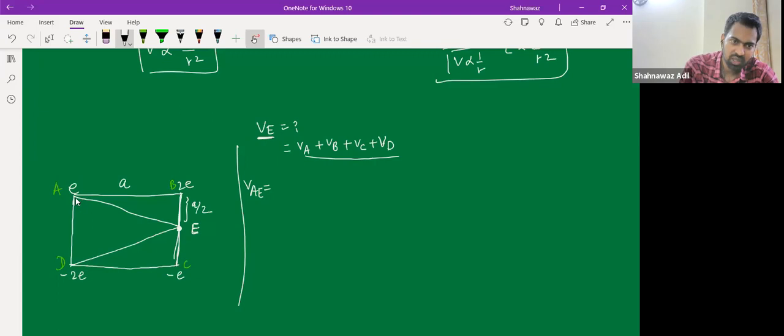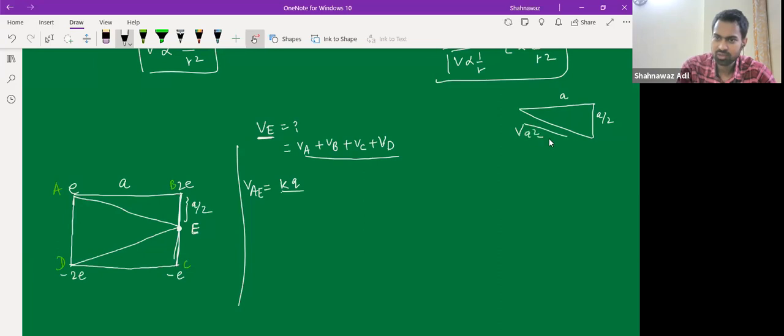So this would be KQ by how much? This AE distance, right, guys? First let us calculate this AE somewhere. So this is A by 2. This is A. So this is the hypotenuse, right? So this would be A square plus A square by 4.